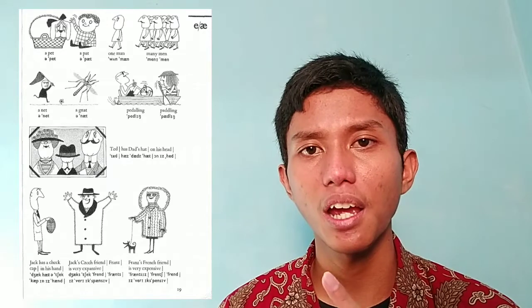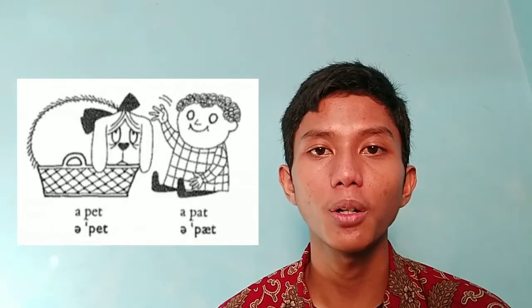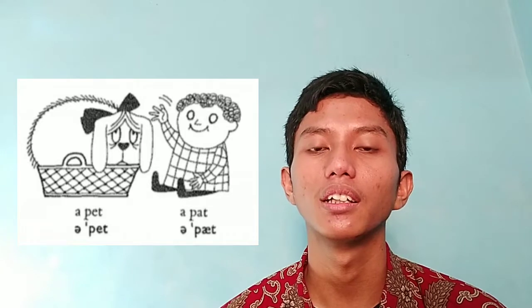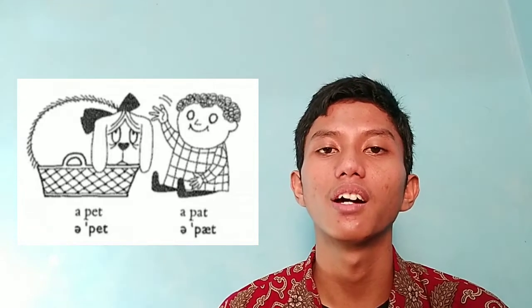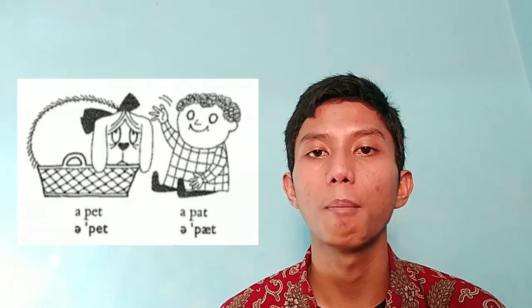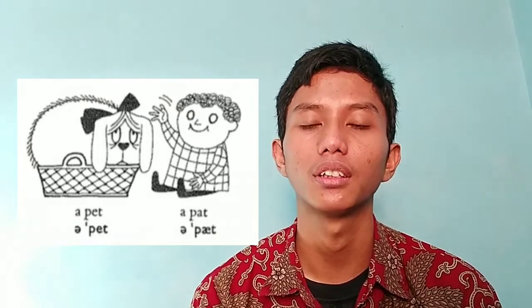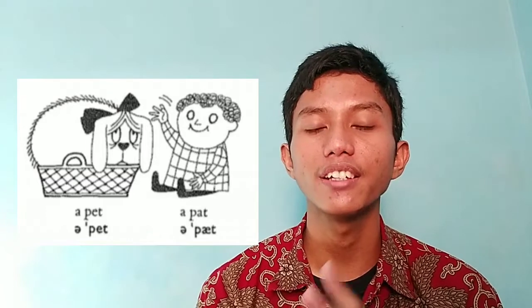In this page, we will be able to differentiate between two A sounds. Looking at the first picture, we differentiate between a pet and a pat. So it's not intonation again, but the difference in tongue position when we pronounce it. Pet and pat. A pet, for example, I have many pets in my house. And then a pat, for example, I have 3 pats on this stage.